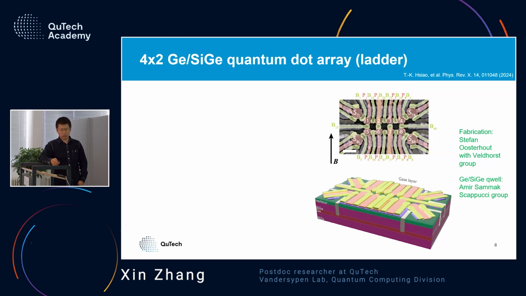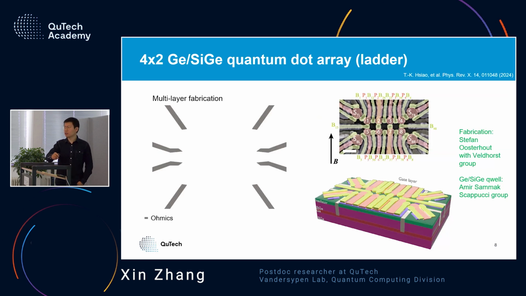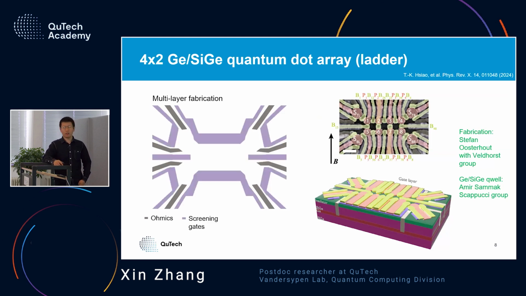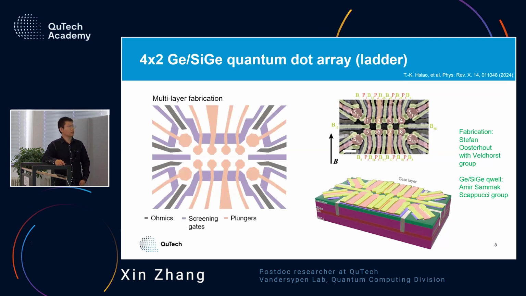Now I just want to say more about the electrical gates we used in the device. We have 4 layers of gates to have good control of the quantum dots. The first layer is the ohmics. They are purely metals acting as a reservoir for charges. Then we have a screen gate, the second layer, to confine the path for the charges to move. And then the third layer is the plunger gates. They define the quantum dot positions.